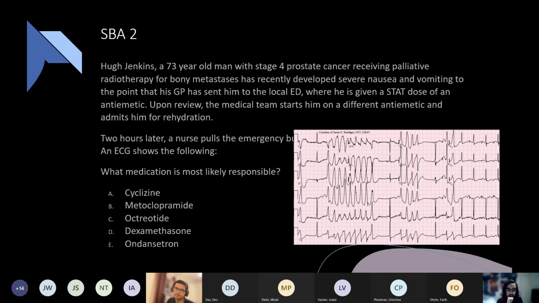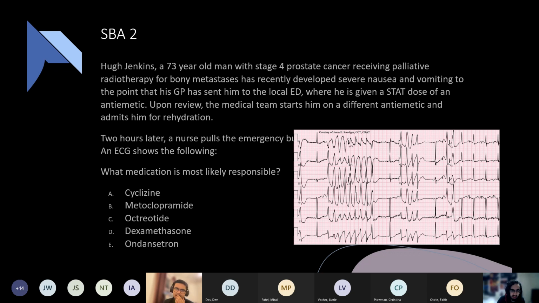What problem with the ECG? Well, what ECG feature? Yeah, perfect, long QT. So the question here is, which one of these medications elongates the QT interval? Yeah, so this is a useful one to know.